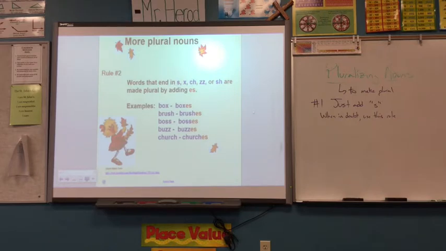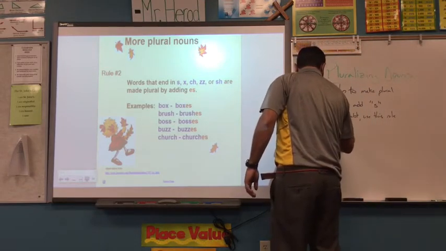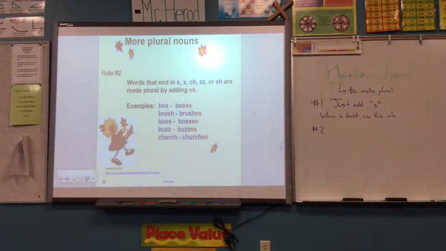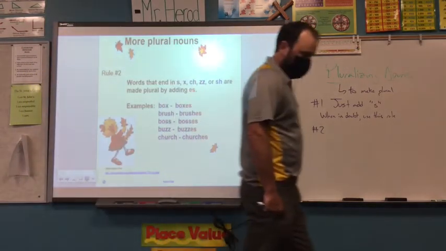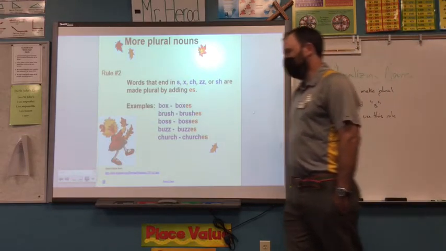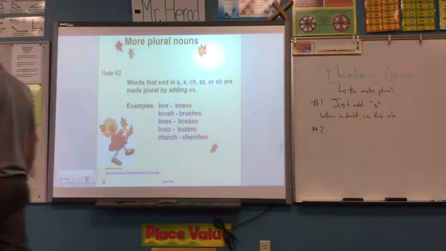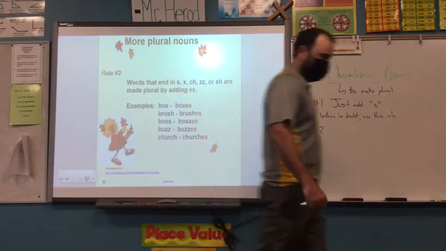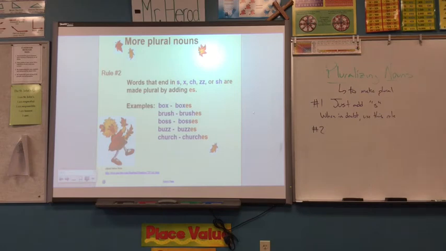However, exception starts here with rule number 2. Now you can write all that down, and you should, because it's technical. Words that end in S, X, CH, ZZ, or SH are pluralized by adding ES to it. So if they have these endings, I'll teach you a trick to make this a lot easier than having to memorize all those letter combinations. It mostly works.